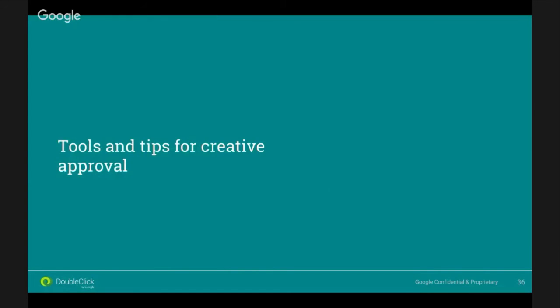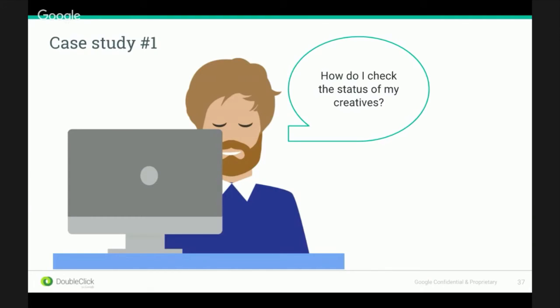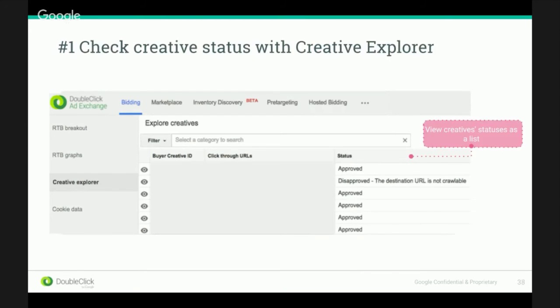Okay, so these are our frequently asked questions from our buyers. The first one is, how do I check the status of my creatives? We hear this time and time again, and we've been making enhancements to our tools. This is potentially a new tool for some of you on the call today. It's called the Creative Explorer, and it can be found under the bidding tab in your user interface.